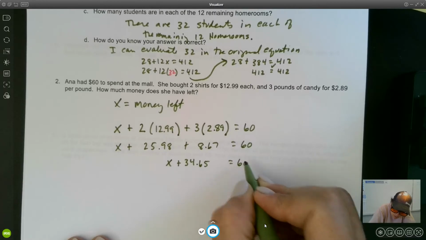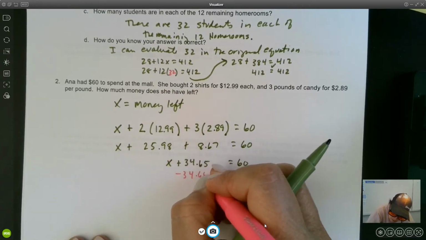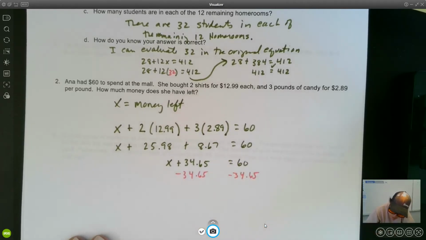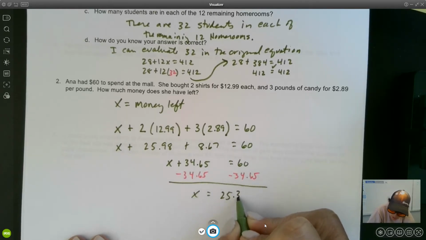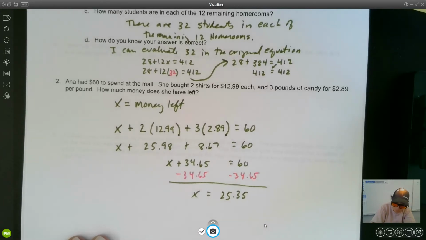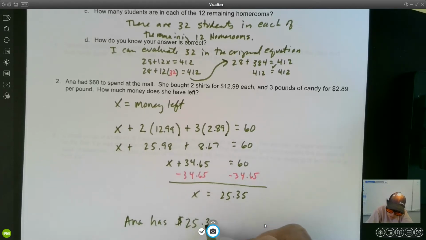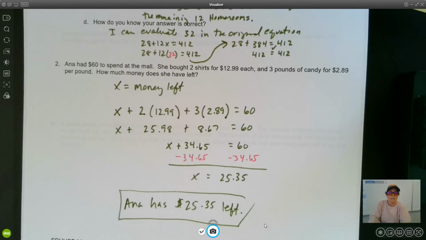$34.65 equals 60. Now I'm all tightened up where I can take this $34.65 off both sides. And I've got $25.35. So in a sentence, Anna has $25.35 left. That's the answer, and that's the work above to show.